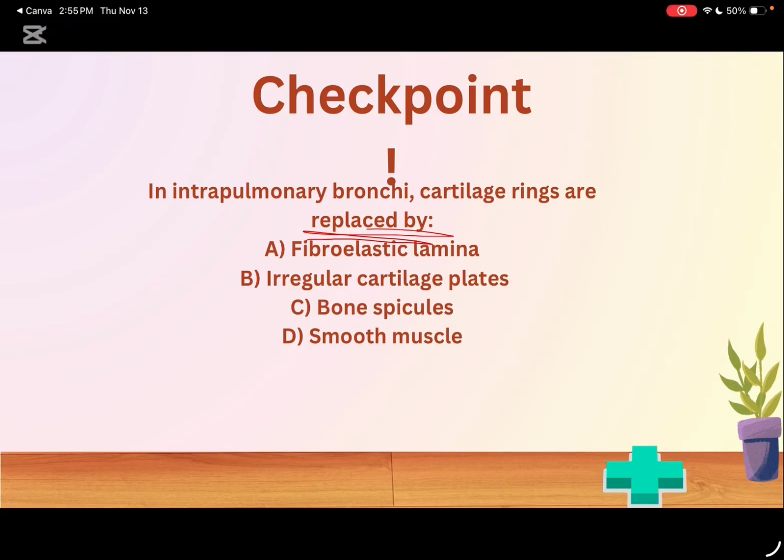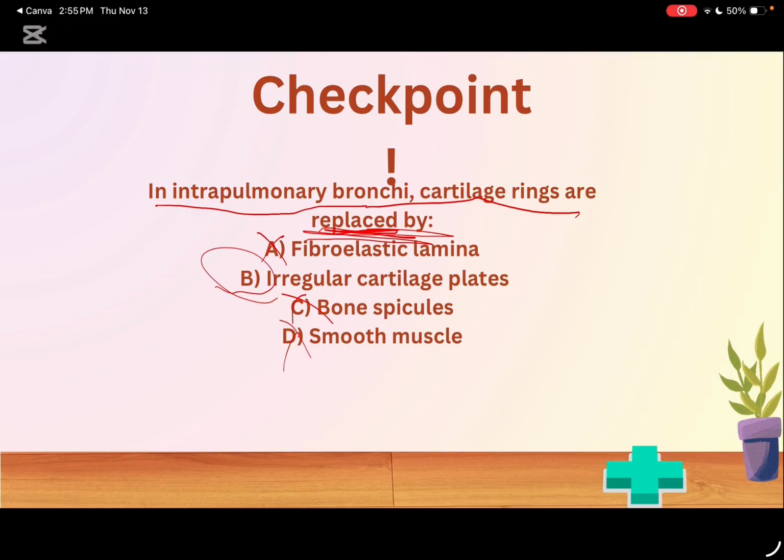I will leave you guys to it. Please answer this question. In intrapulmonary bronchi, cartilage rings are replaced by what? Stop the video and let me know. Okay, so the answer is, of course, not fibroelastic lamina. Of course, not bone spicules. Didn't even speak about it. And of course, not smooth muscle.